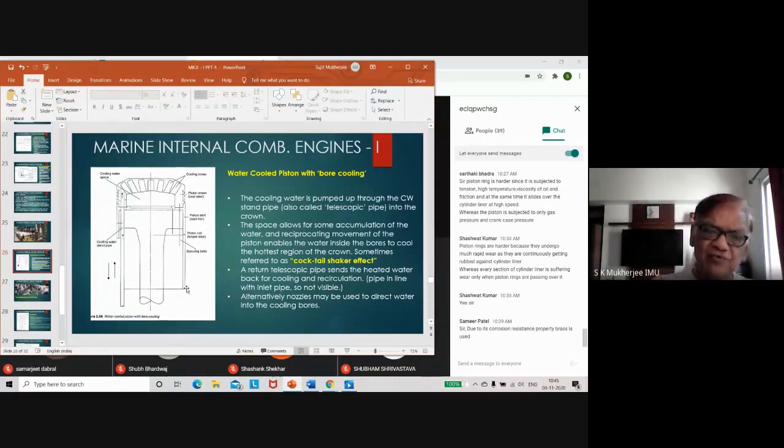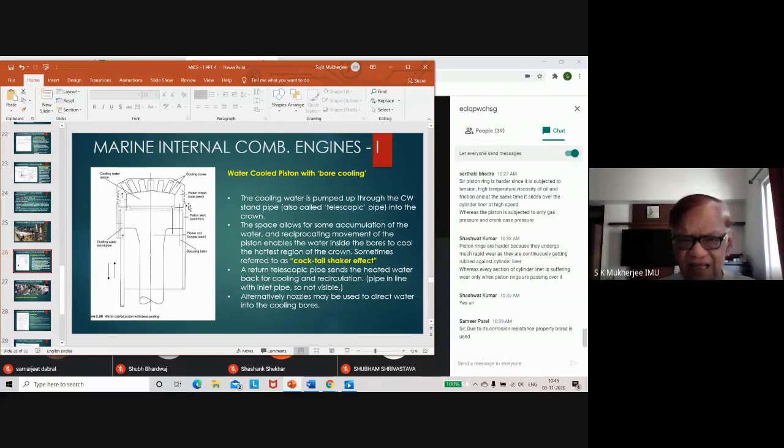Only the components which are very high temperature, like the combustion chamber walls, they need bore cooling. So the piston crown forms part of the combustion chamber wall, and that is why it needs bore cooling. So the bores that you see in this piston crown are holes which are drilled in this mold. And this entire piston assembly consists of the crown with a little open space here. And then you have the skirt. You see, this part is the skirt.